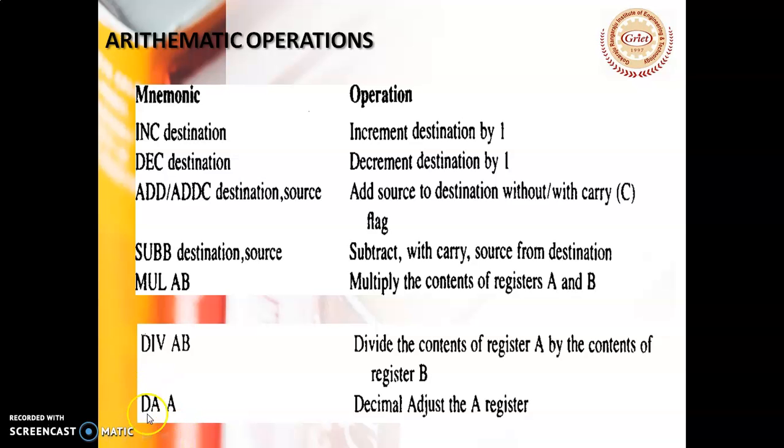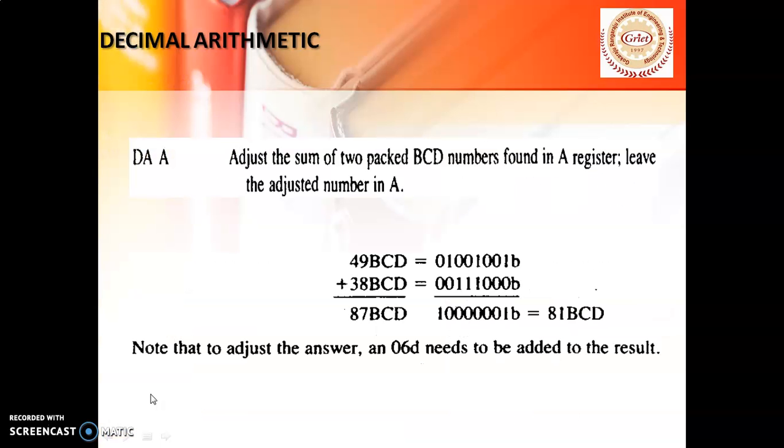Okay, now we see the last operation, that is decimal addition. If you see this DA, decimal arithmetic or decimal addition, we have only one instruction, that is DAA. DA is the mnemonic for decimal adjust, and A stands for the accumulator register. What does DAA mean? It means decimal adjust accumulator after addition. This instruction adjusts the sum of two packed BCD numbers found in the A register, and leaves the adjusted number in A.